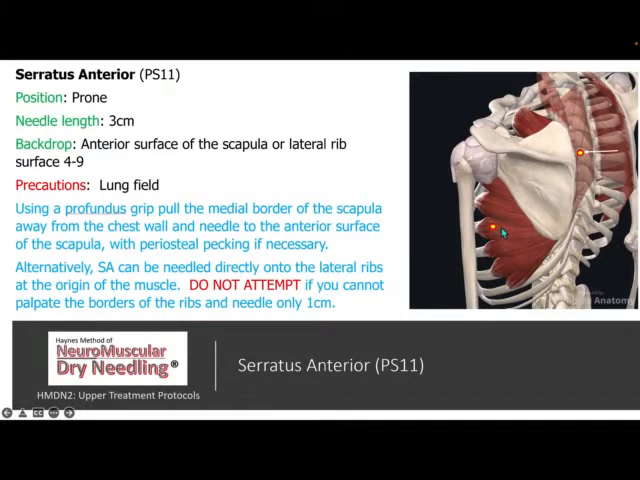can identify the rib and we have proficiency and are aware specifically of our needle depth, we can needle it onto the rib. But as you see it in red, do not attempt this if you cannot palpate the borders of the ribs, and even then, needle only 1 centimeter.